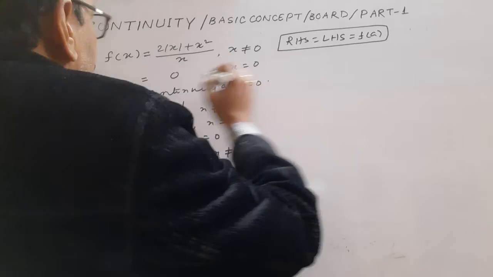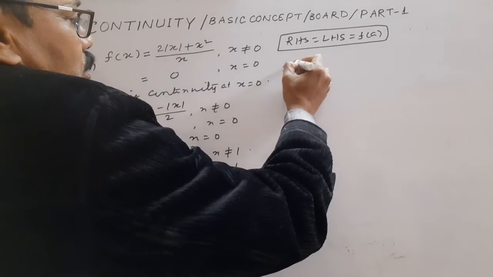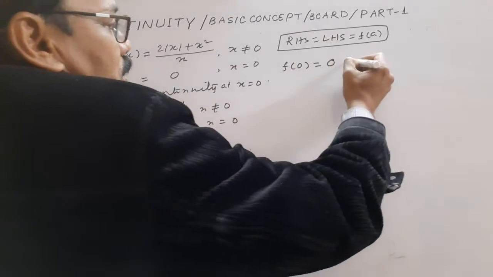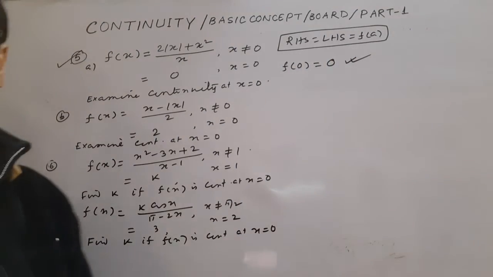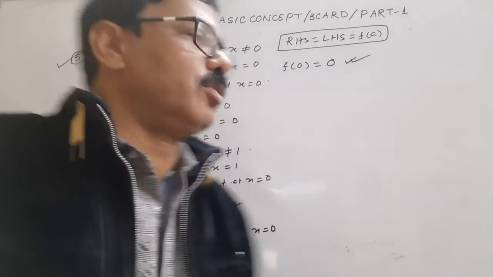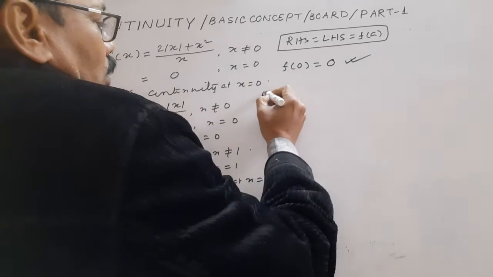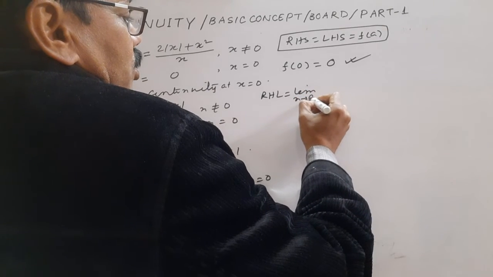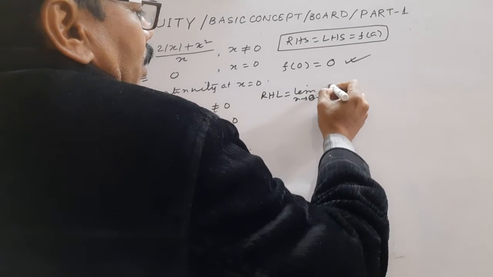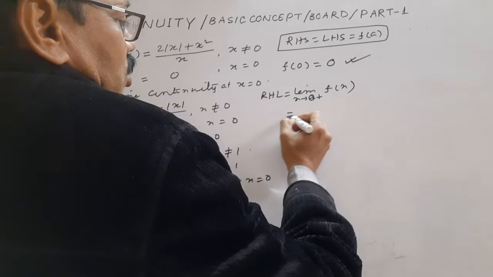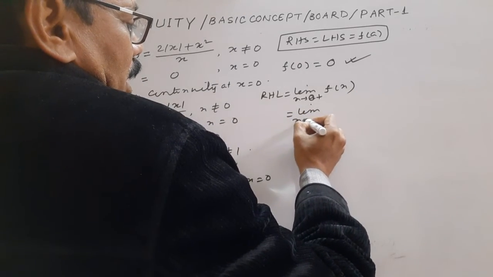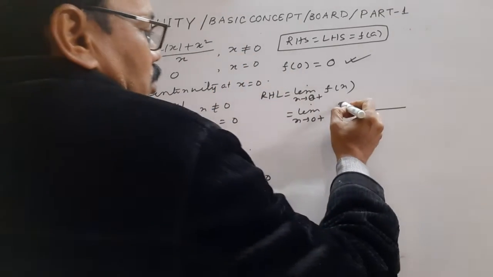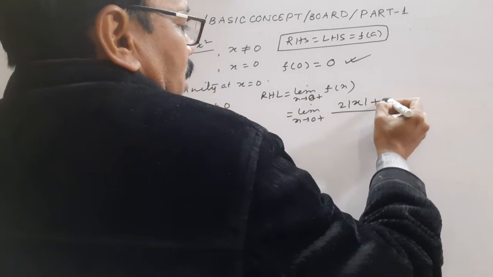So what is the functional value? f0 equals to, what is f0? f0 equals to 0. So we are getting the functional value at 0. Now right hand limit equals to limit x tends to 0 plus fx. So 0 plus means x not equals to 0. So if x not equals to 0, so this is our definition.